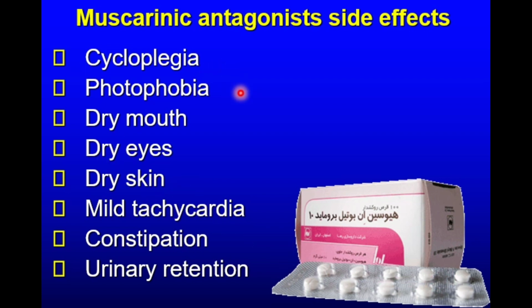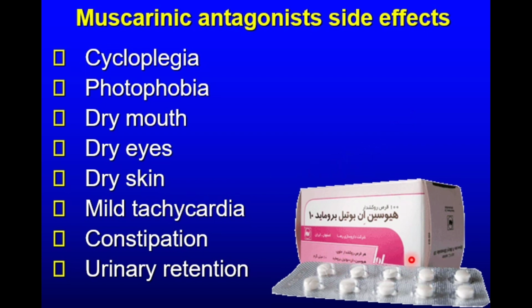As you noticed, muscarinic antagonists have many diverse effects. Depending on the condition to be treated, some of these effects might be useful and others are considered as unwanted effects or side effects. Some side effects of the muscarinic antagonists are predictable.